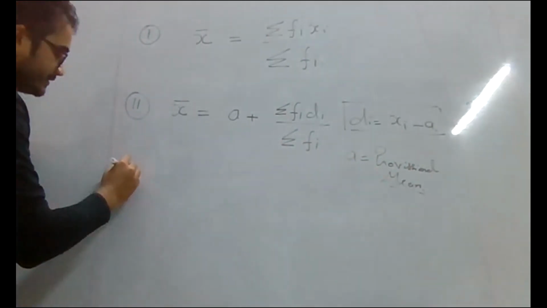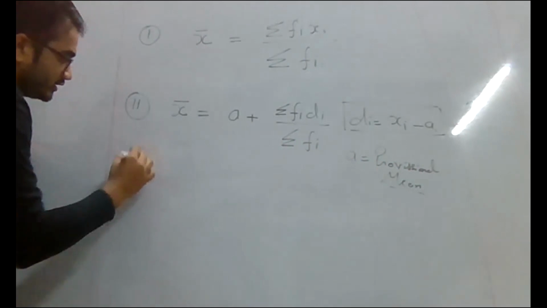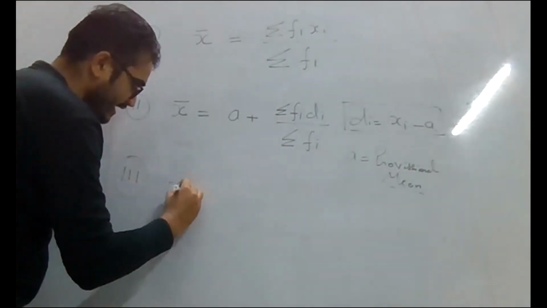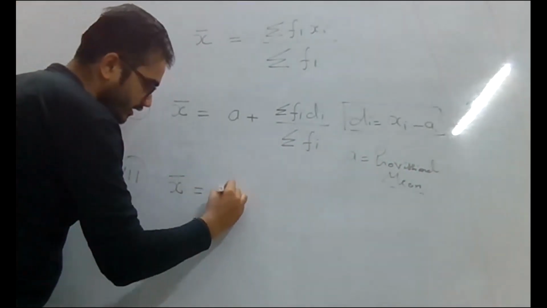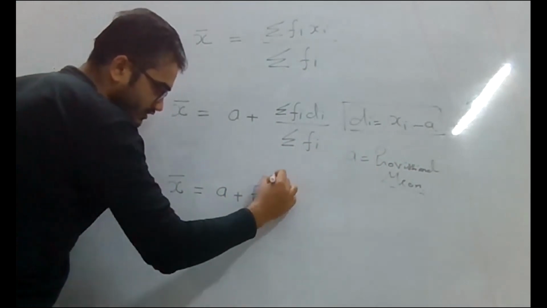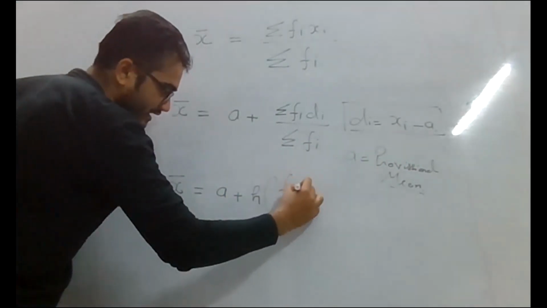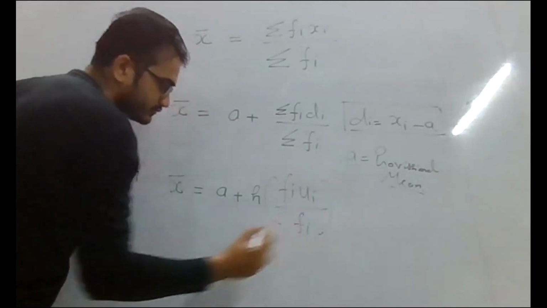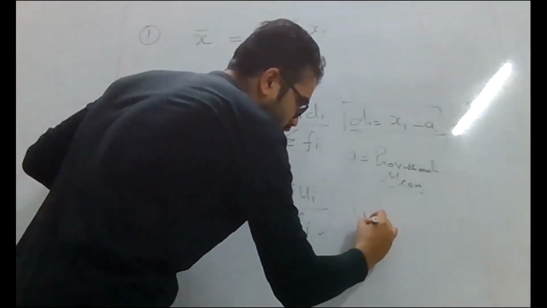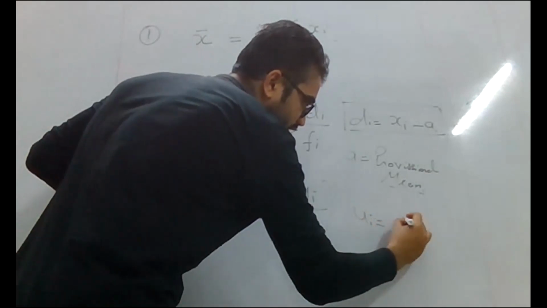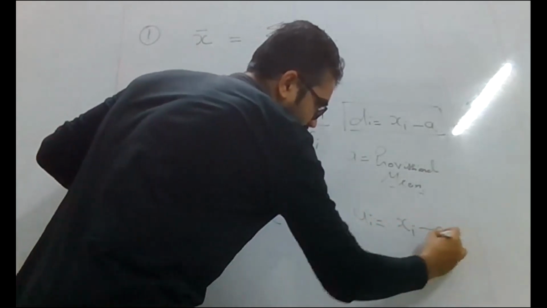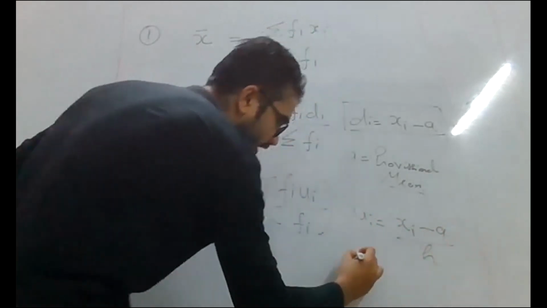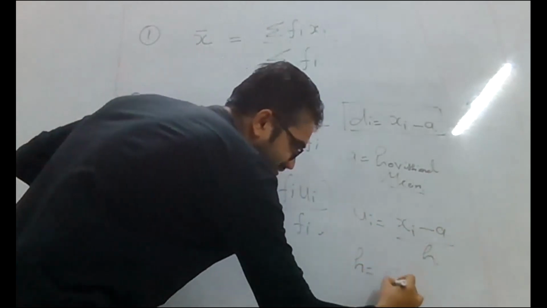Now the third one is the step deviation method, that is x bar is equal to a plus h into sigma fi ui upon sigma fi, where ui is equal to xi minus a upon h. Now h is equal to the class interval.